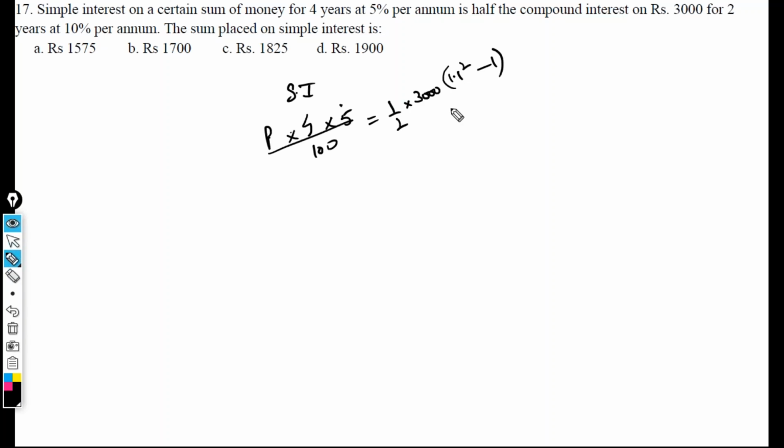Guys, I hope this part is clear. So we just need to simplify it. 20 into 5 is 100. So P comes out to be 5 got multiplied here. So 2 got cancelled out here. So 5 into 15 is 7500 multiplied with 1.21 minus 1, which is 0.21. Again, these two zeros got compensated with this decimal. So 75 into 21 comes out to be 1575 again.